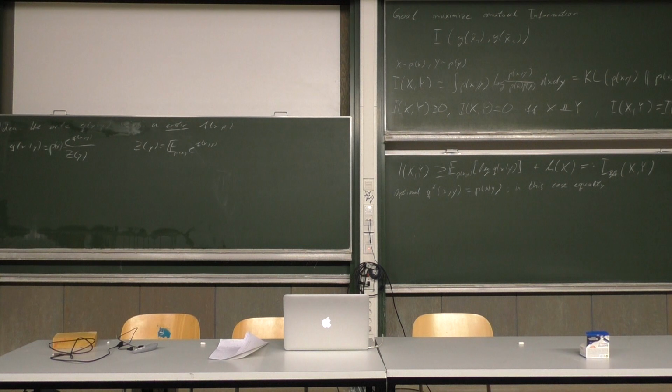Yes? What is the word that you underlined before f of x? Critic. And this will be useful because it will drop out the differential entropy, as you will see. Okay, so let's plug this into our BA estimate.